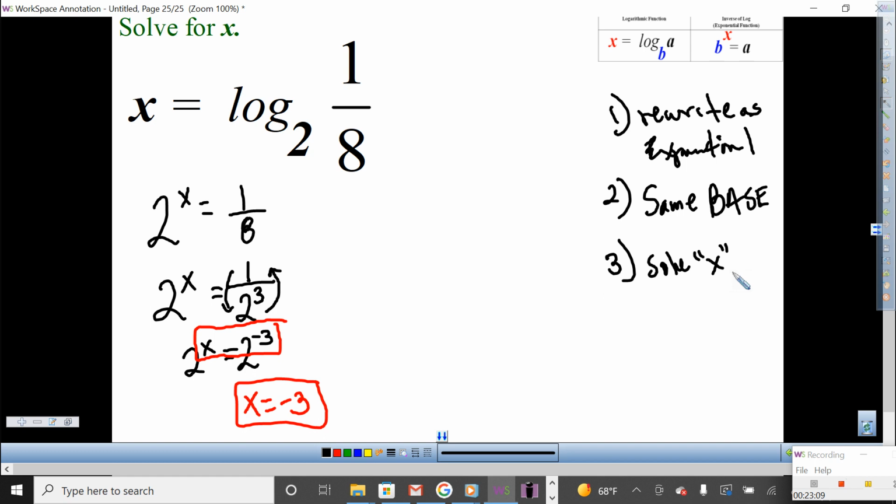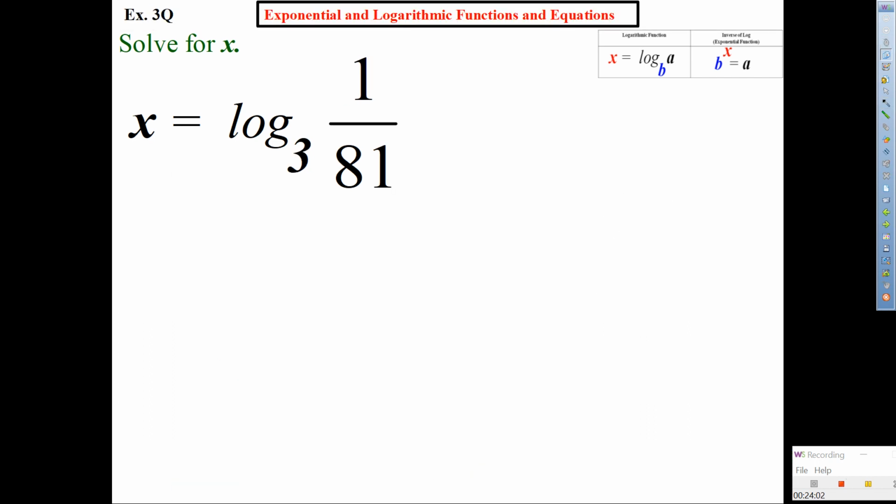All right, let's do another one. See if you can go ahead of me and see how you do by yourself. Here we go. Example 3 cubed. We got solve for x. X equals log 3, 1 over 81.